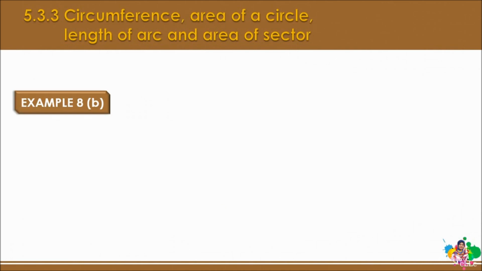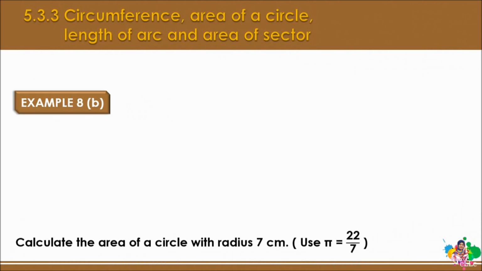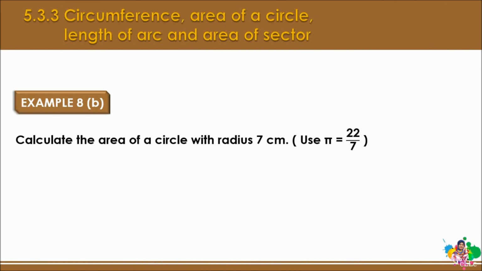Next, in example 8b, calculate the area with radius 7 cm. Now the value of radius is already given to you, and you have to use pi equals 22/7. So you just substitute the value into the formula, then you will get 154 cm square.